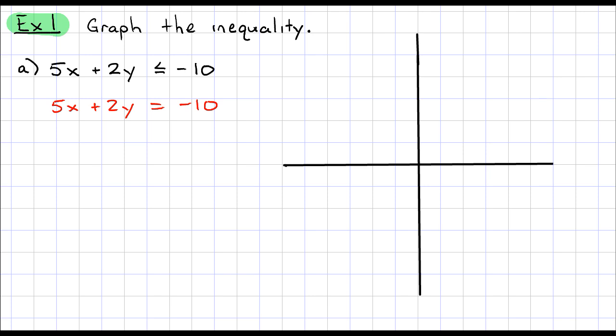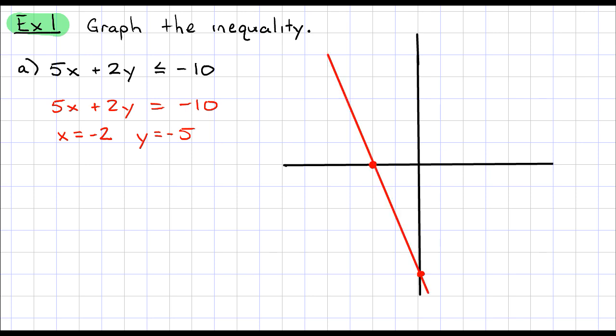So the graph of this is going to be a line, and the easiest way to find this is by finding the x and y intercepts. To get the x-intercept, I let y be 0, and then that would give me 5x equals minus 10, or x equals minus 2. So I have an x-intercept of minus 2, and my y-intercept is going to be, well, I set x equal to 0, and solve for y, so I would get y equals minus 5. That would be my y-intercept. And so now, connecting these 2 points, I'm going to get a line that looks something like this.